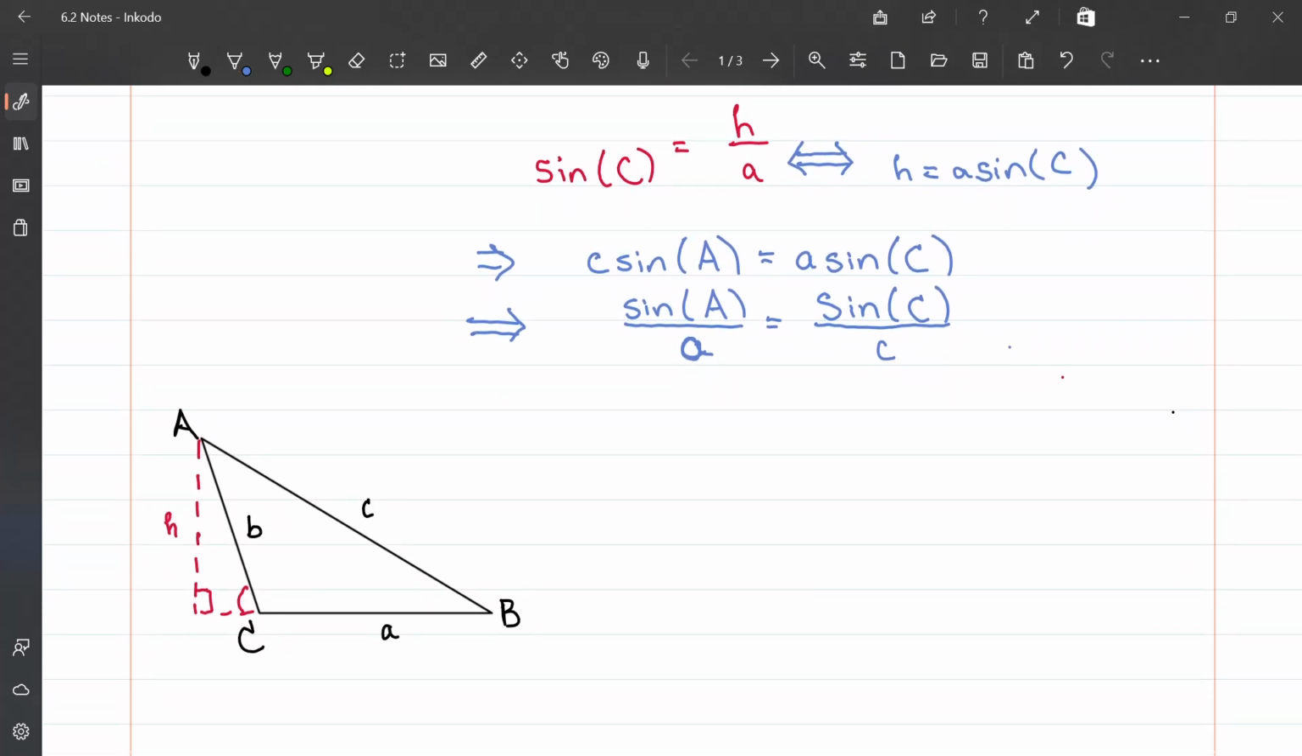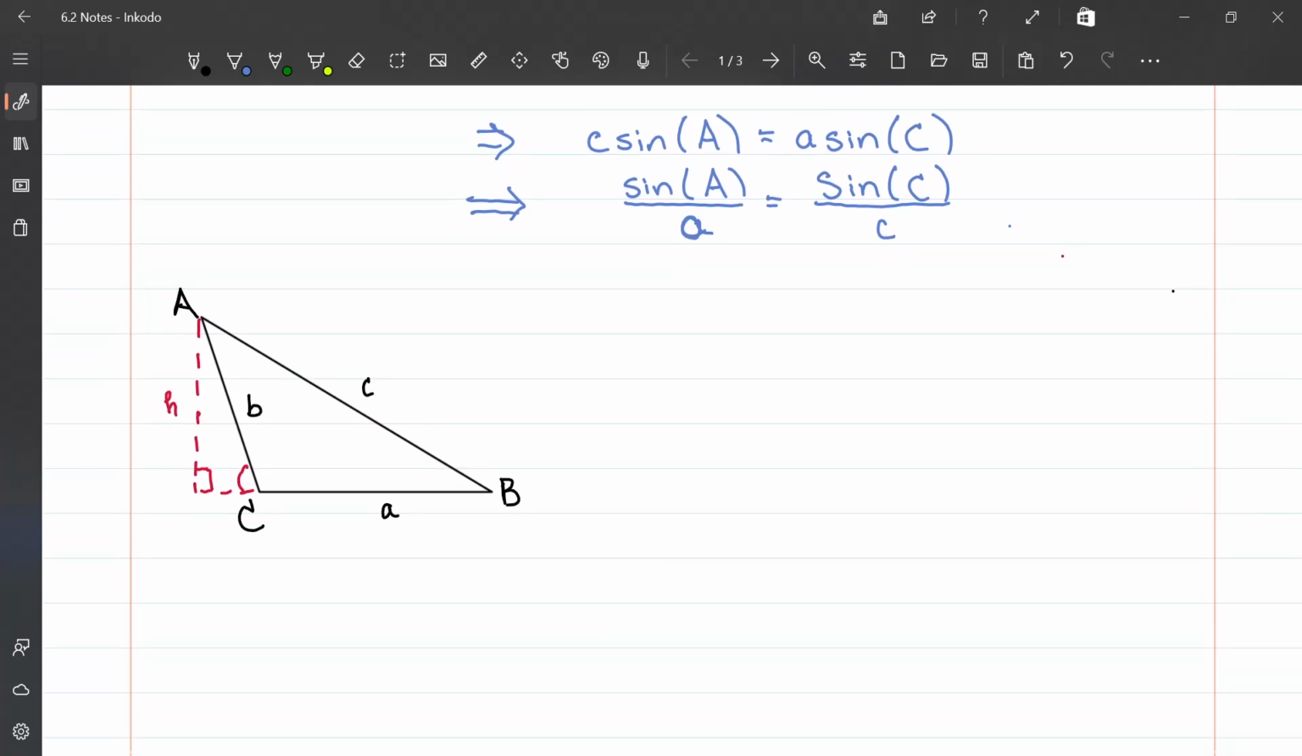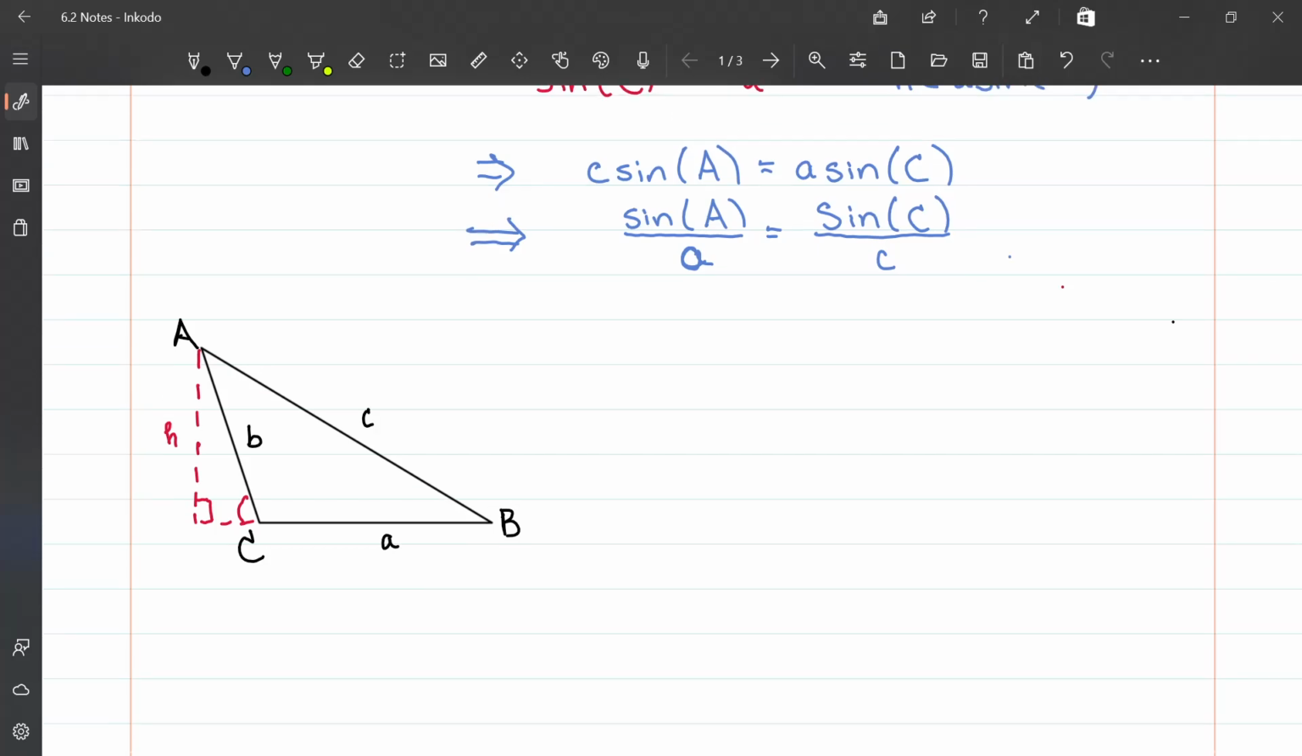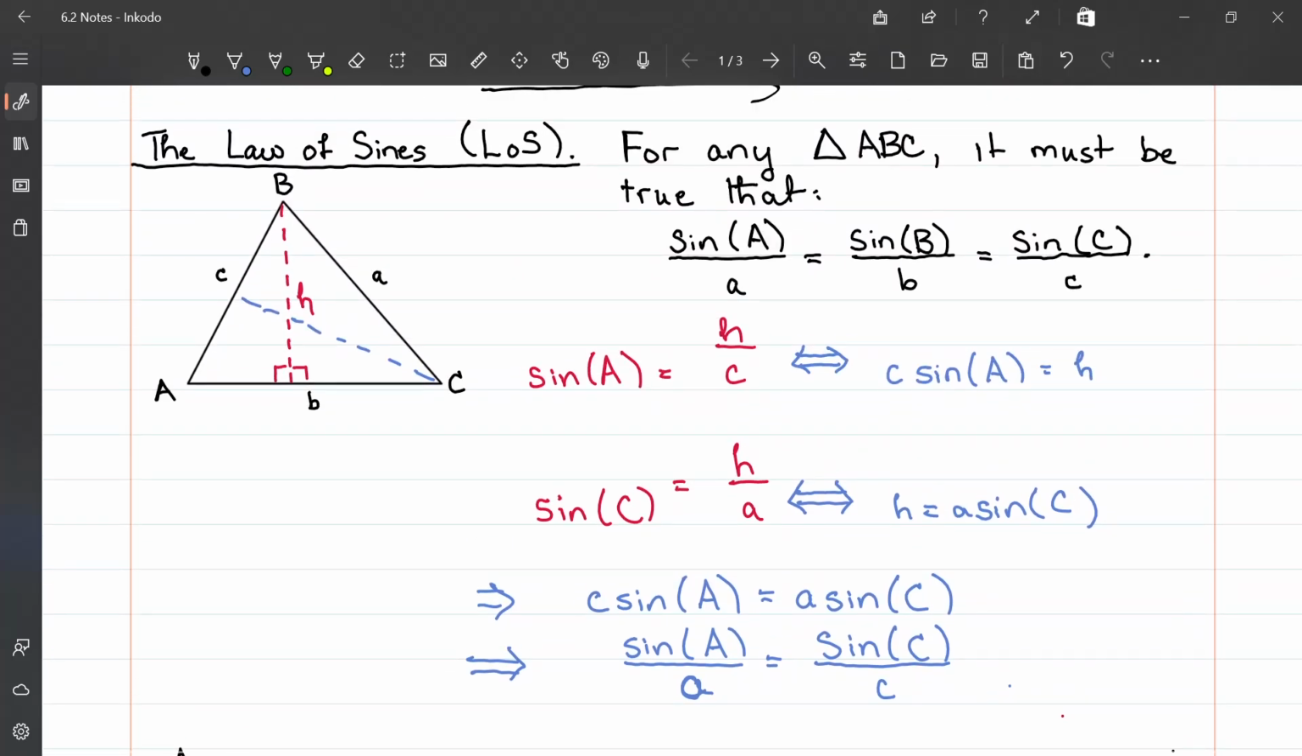Scrolling down, I've drawn a triangle that has an obtuse angle, and in this particular case, in order to deal with the obtuse angle, instead of drawing the dashed line for little h inside, I've drawn it on the outside. Now the reason for this is actually pretty simple. If you think about it, little h represents the height of the triangle.